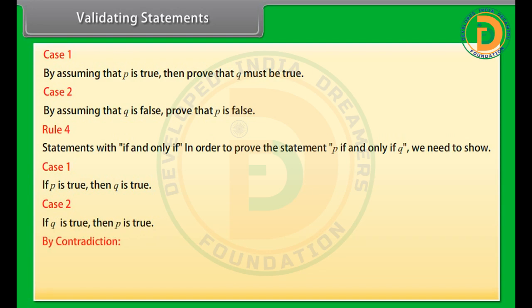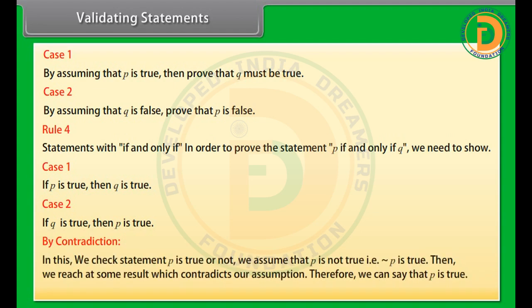By contradiction. In this, we check whether statement P is true or not. We assume that P is not true, that is, negation of P is true. Then, we reach some result which contradicts our assumption. Therefore, we can say that P is true.